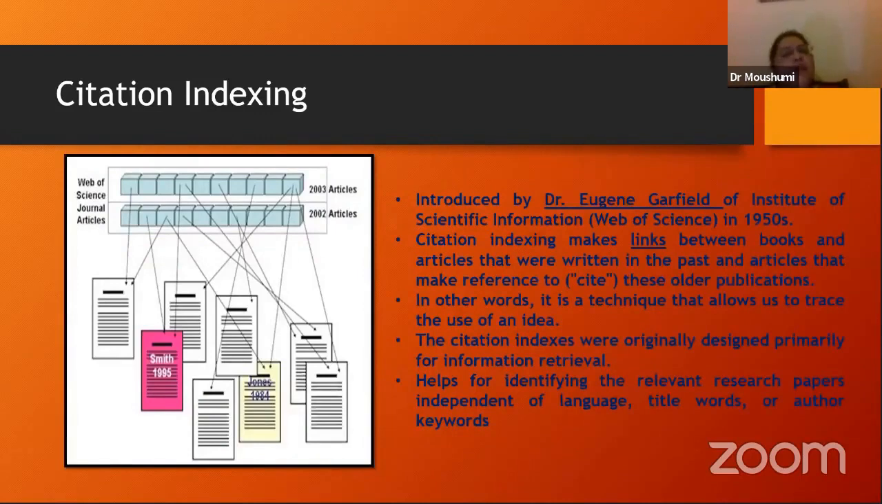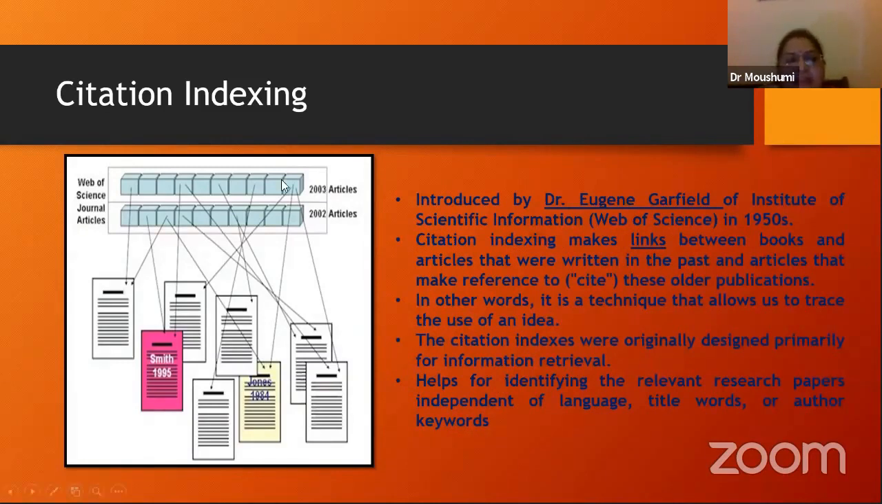You know, there are so many concepts of citation. What is this citation indexing? It was introduced by E. Garfield. He said that whenever you are citing something, your citing should be in such a manner that you can link to where you have got it, the older sources from where you have got it.